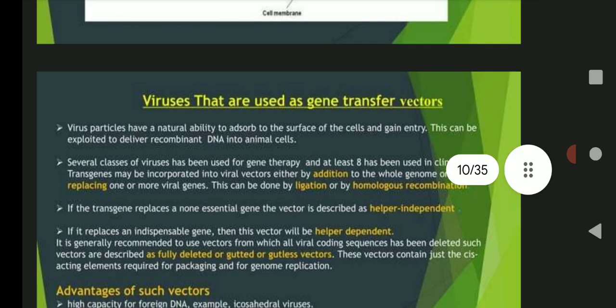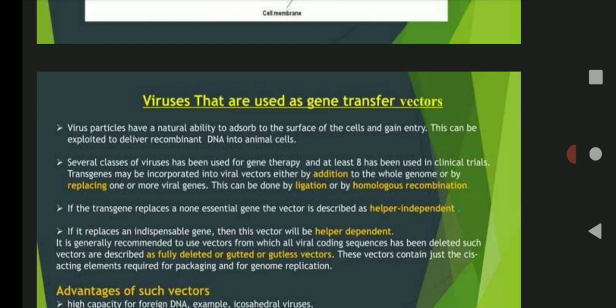There are various vectors that are helpful in transferring the DNA into the animal cell. Several classes of viruses are used for gene therapy. At least 7-8 such clinical trials are available whereby the foreign DNA, to replace the defective DNA, is incorporated into the viral genes.